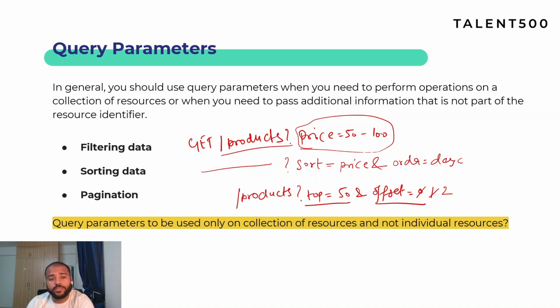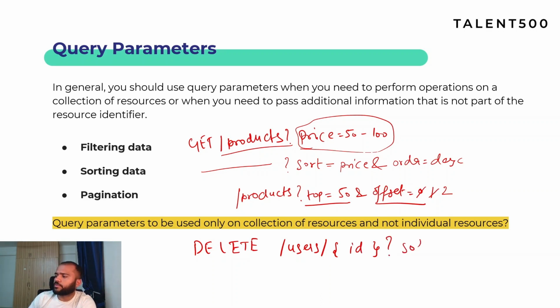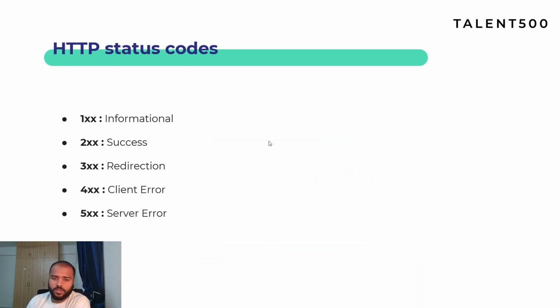Let's say you wanted to delete a user, but in a soft manner, where the user can basically recover the account in the next 30 days, right? So if I write it down, I will write it down something like this. You want to do a delete of users with this user ID. Okay, you want to do a soft delete. Okay, so now this is how individual resources can also utilize query parameters.